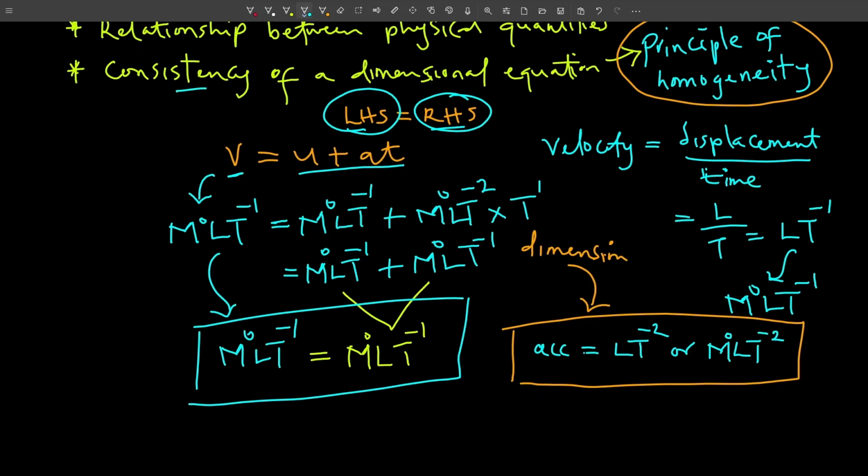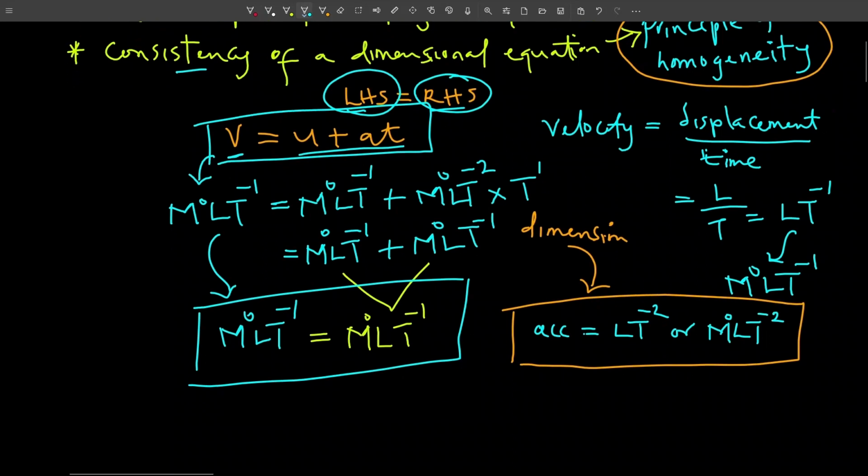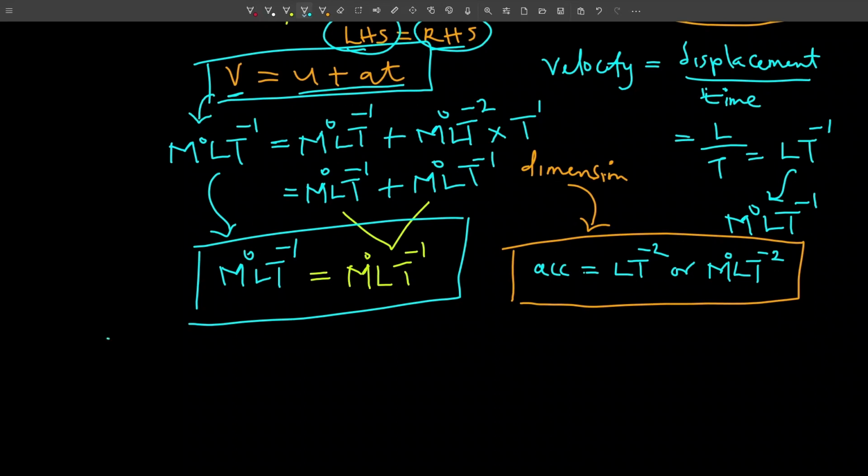So dimensional analysis tells us, okay, if a dimensional equation is consistent, following the principles of what? Of homogeneity. So this equation, V equals U plus AT, obeys the principles of homogeneity. One last application of dimensional analysis is that it helps us to convert one unit to another.